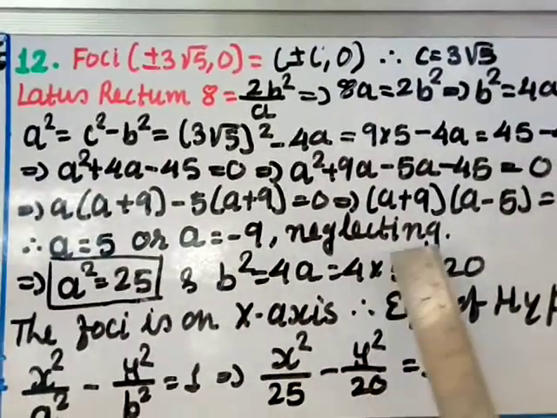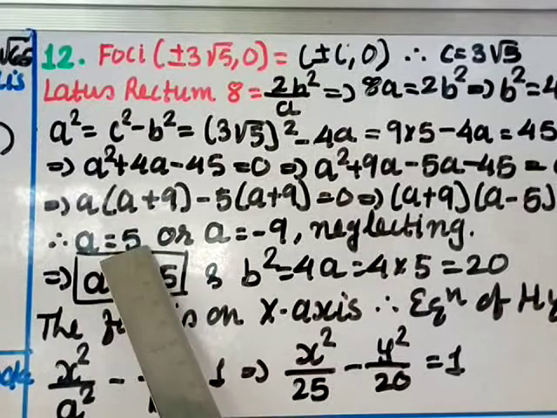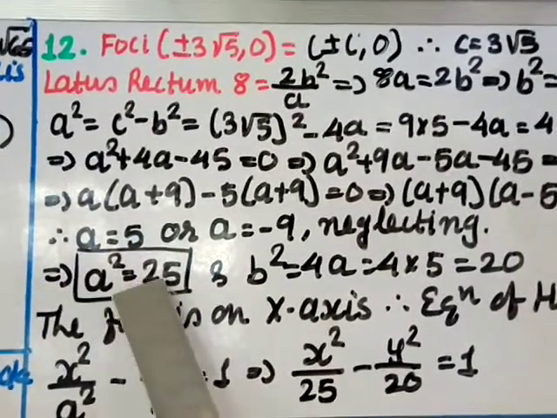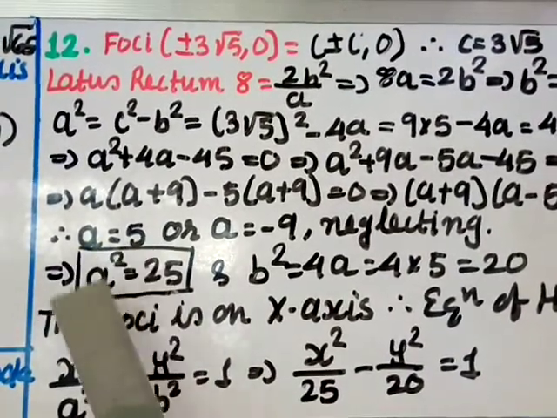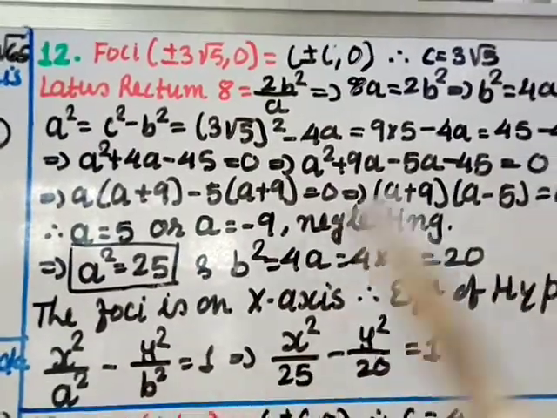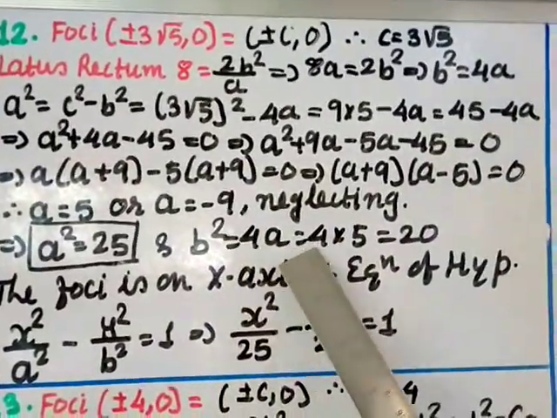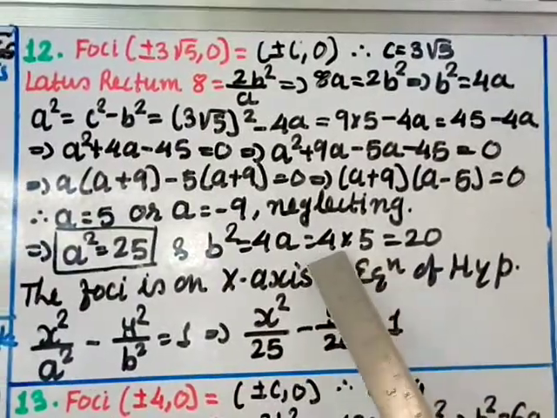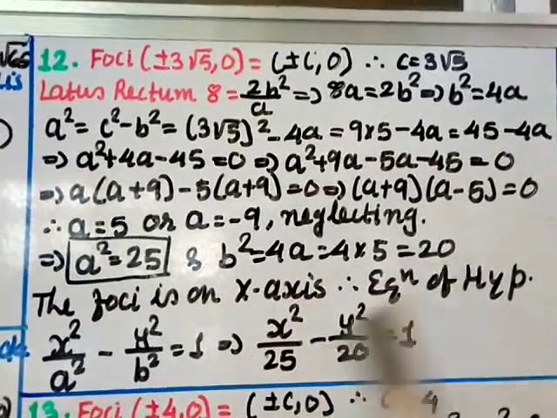This is not possible, so we neglect. And from here a equal to 5. Consider and square this, so a square equal to 25. You found the value of a and a square. Now we have to find b value. So b square equal to 4a, equal to 4 into a value is 5. So 4 into 5 is 20. So b square value is 20.